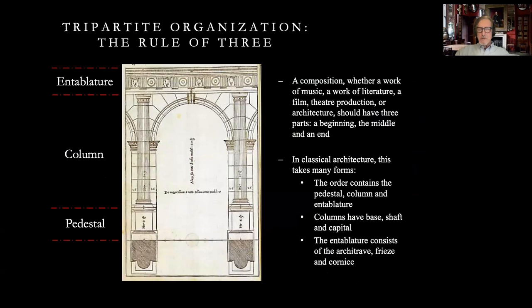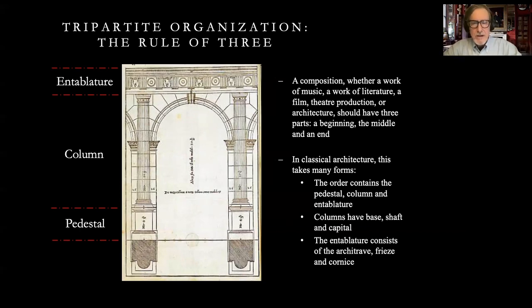Tripartite organization, or the rule of three. Threeness is a structure that seems to be part of the fabric of our existence. Gravity implies that organic structures have a bottom, a middle, and a top. Trees have roots, a trunk, and a canopy. And in fact, in our bodies we have feet that reside on the ground, we have a trunk, and we have the head at the top.